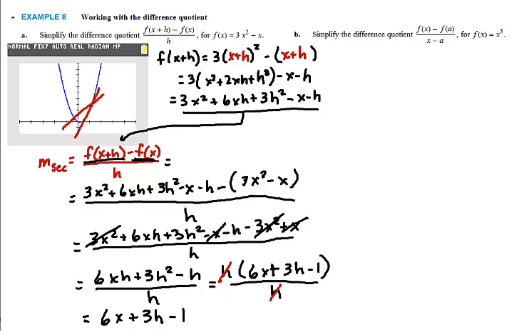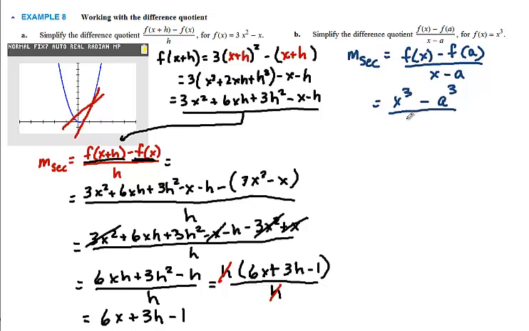So let's do the b part of this one. Do it in a different color, just kind of to separate it. And m of the secant line here, I didn't graph this one, but you can if you would like. And I'm going to do f of x minus f of a all over x minus a. F of x happens to be x cubed minus f of a, I just plug in an a for my x, so that would be a cubed, all over x minus a.